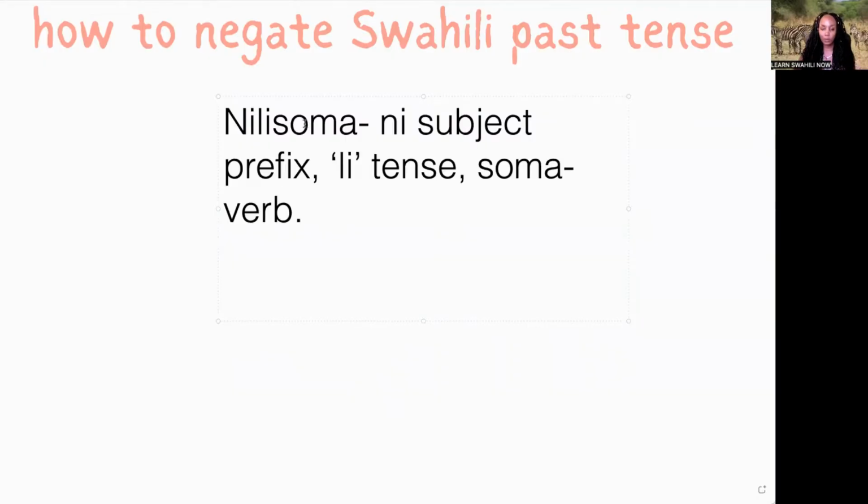So in an example like the one we have right here, Nilikisoma, which means I read, the ni is the subject prefix and the li is the tense. Now, the soma is the verb. When you start negating, the subject prefix is going to change, and the tense itself is going to change. I take that back, not in all the tenses, but in the present and the past tense, those two are going to change. We're going to see how exactly that changes, and it's also going to be determined by the subject prefix that you're working with.